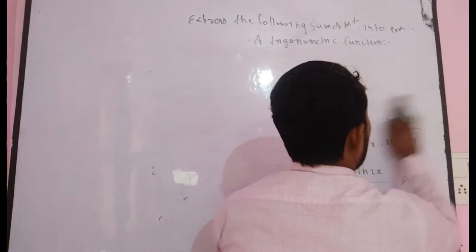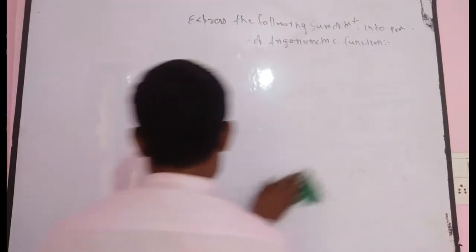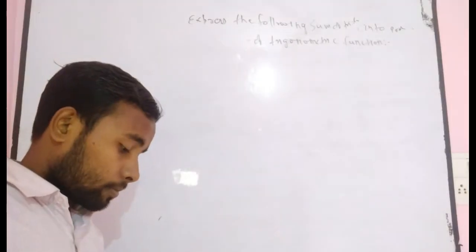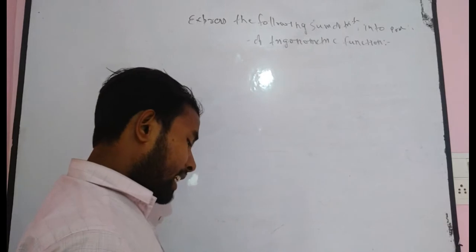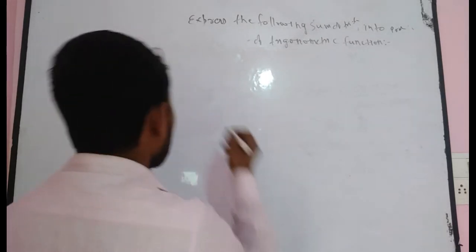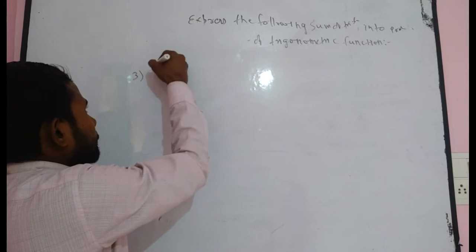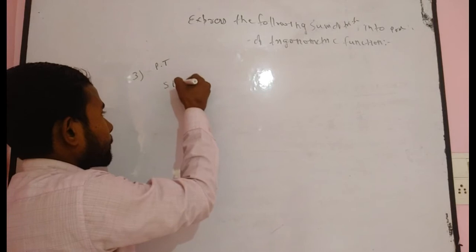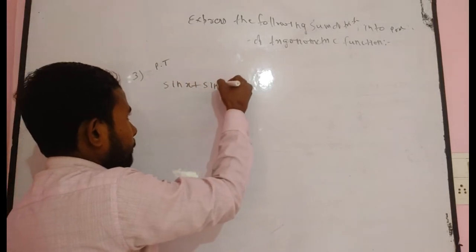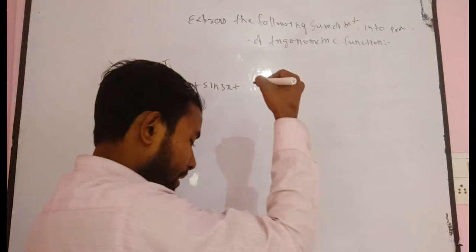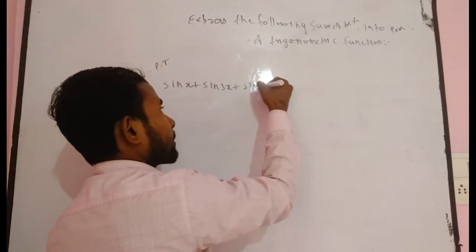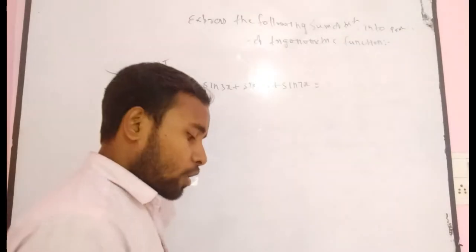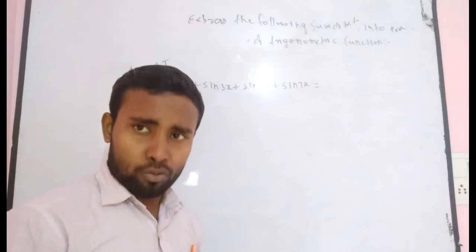Slowly the complexity of the problem is increased. Now we take another example. You have to prove that sin x plus sin 3x plus sin 5x plus sin 7x is equal to 4 cos x into cos 2x into sin 4x.